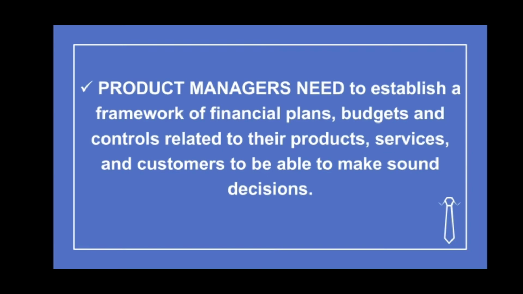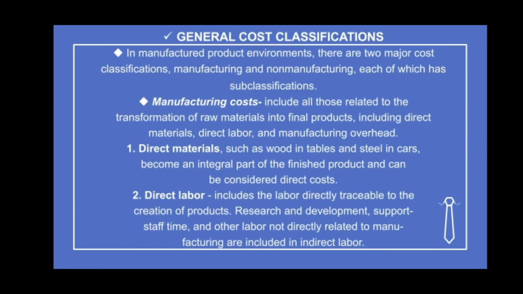Product managers need to establish a framework of financial plans, budgets, and controls related to their products, services, and customers to be able to make sound decisions. General cost classifications. In manufactured product environments, there are two major cost classifications, manufacturing and non-manufacturing, each of which has subclassifications. I will discuss manufacturing and non-manufacturing later. So let us proceed first with manufacturing cost.